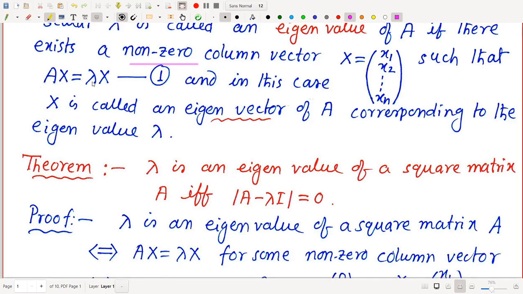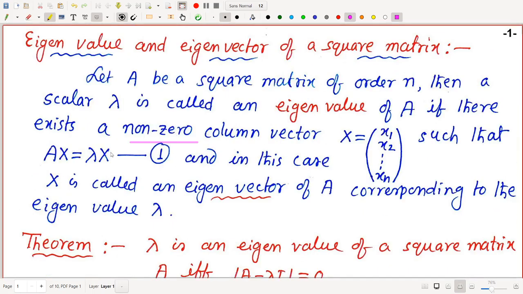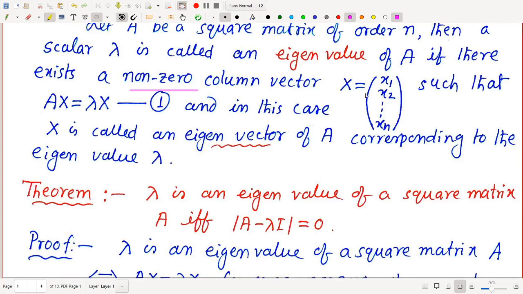Ax equal to lambda x means multiplication of x by A is equivalent to multiplication of x by the scalar lambda. In this case, this non-zero vector capital X is called an eigenvector of A corresponding to the eigenvalue lambda, or sometimes written relative to the eigenvalue lambda. So if Ax equal to lambda X, where capital X is a non-zero column vector, then lambda is an eigenvalue and capital X is an eigenvector.